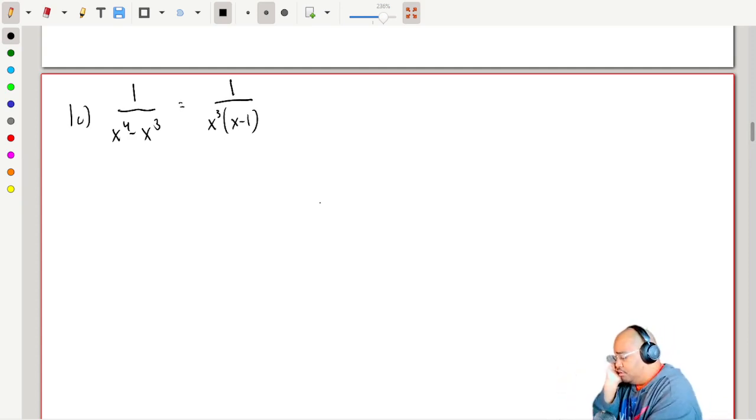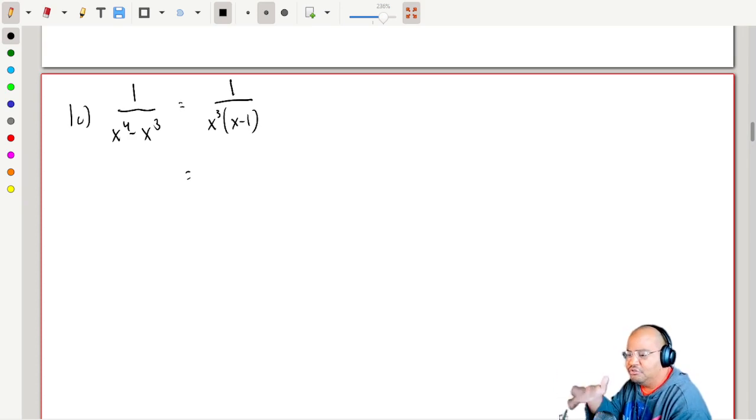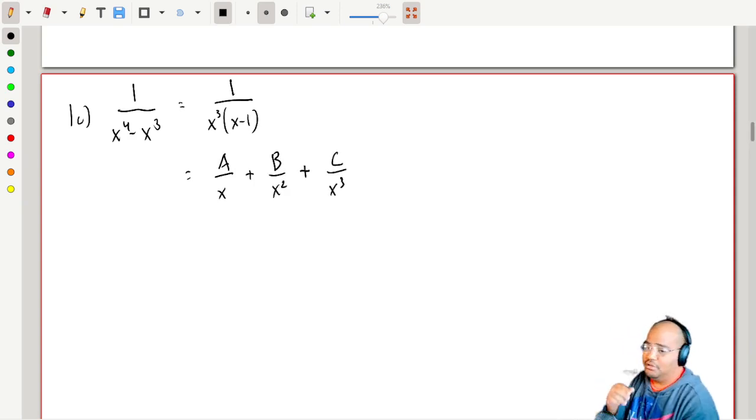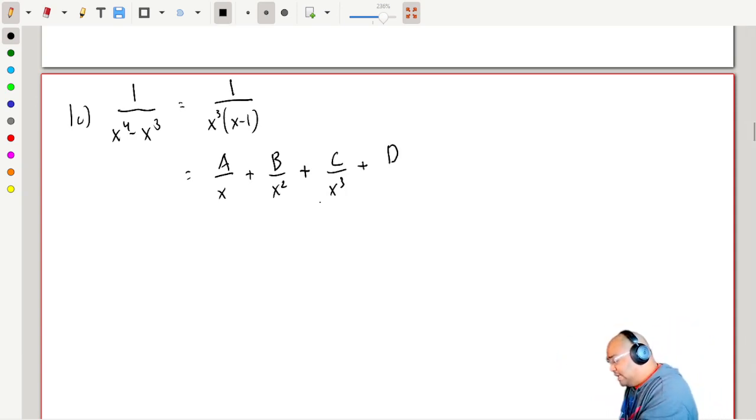Well, for this one, we are trying to get this. So we have one linear factor that has 1 copy, and another that has 3 copies. Remember that x cubed is just x minus 0 all cubed. So we have a over x plus b over x squared. That's the repeat. And then one more repeat, count up, c over x cubed. And then lastly, d over x minus 1.